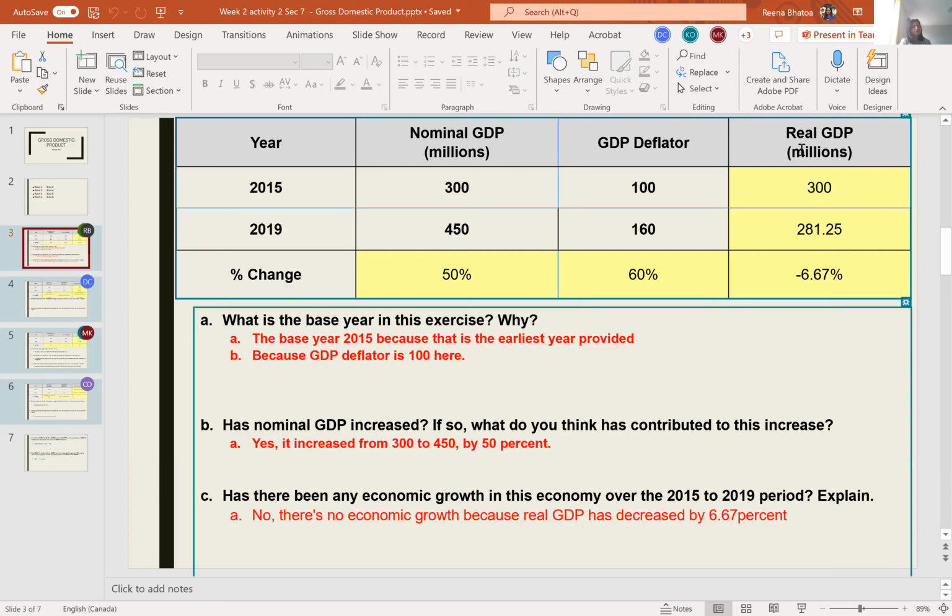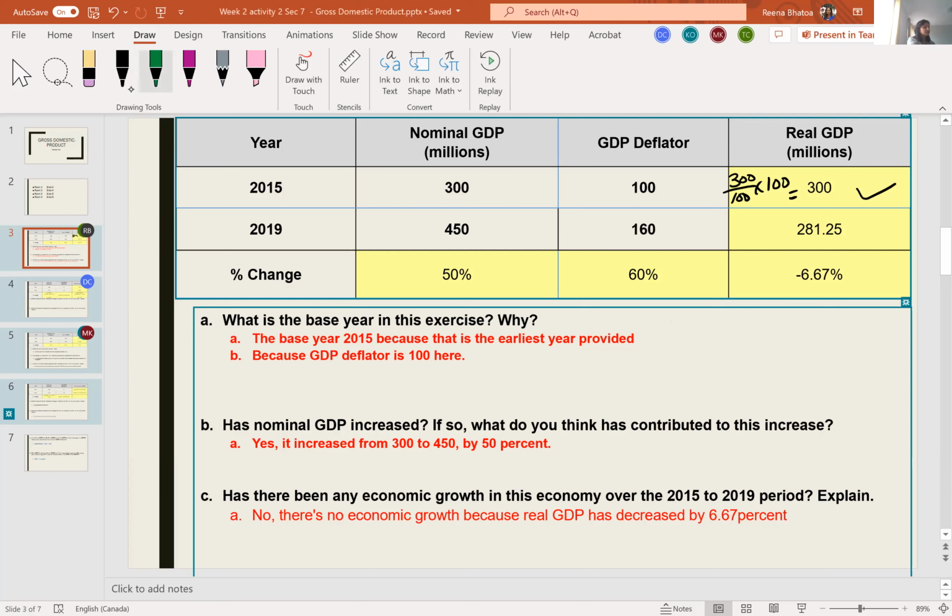Okay. So first, how to calculate real GDP? Nominal divided by GDP deflator. That's it. So you take 300 divided by price level times 100, which is equal to 300, and their answers are absolutely correct for all of them. This one, all correct.